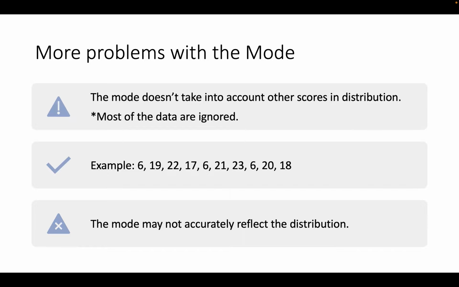So second, using the mode could result in ignoring most of the data, right? So in this example, we'll see that 6 is our mode. However, that's really not a strong representation of the middle of our data set, right? We've got 6, 17, 18, 19, 21, 22, 23. So if we say that the mode is our measure of central tendency here, does that really represent all of our scores?